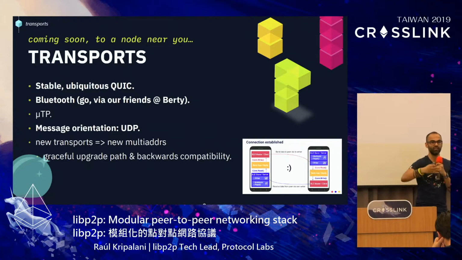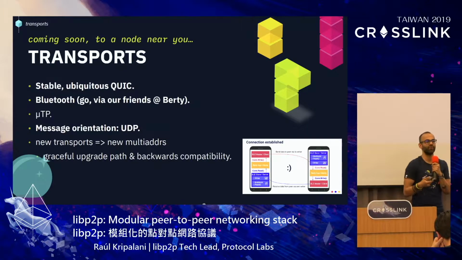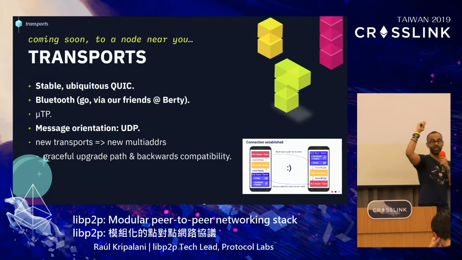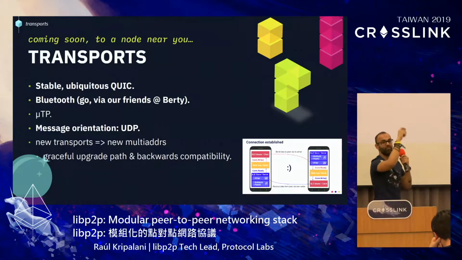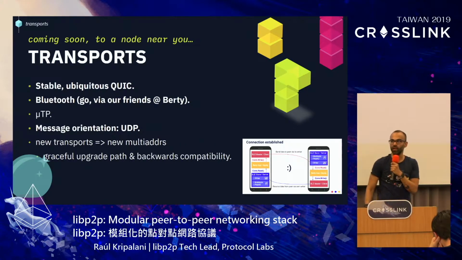Because all traffic essentially looks like HTTP 3. I mean, censorship protection in terms of censorship resistance, in terms of deep packet inspection. Now, other transports that are coming in the future: Bluetooth, via our friends at Bertie. Bertie is a company that's developing an offline-first chat platform, and they've created a Bluetooth transport for Go libp2p, which is amazing. UTP, we're working on message orientation as well.